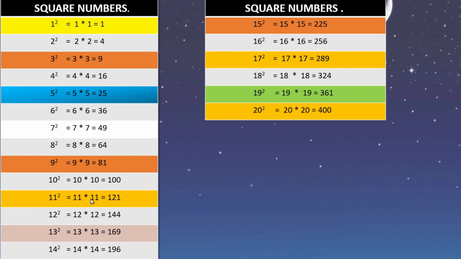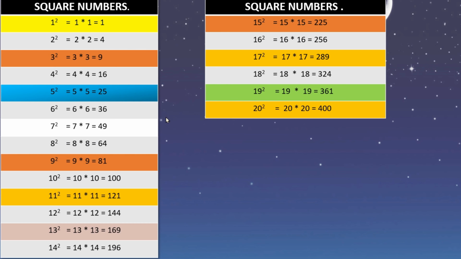11 square is 121. 12 square is 144. 13 square is 169. 14 square, 14 into 14, is 196. 15 square is 225. 16 square is 256. 17 square is 289. 18 square is 324. 19 square is 361. 20 square, 20 into 20, is 400. These are all the square numbers from 1 to 20.